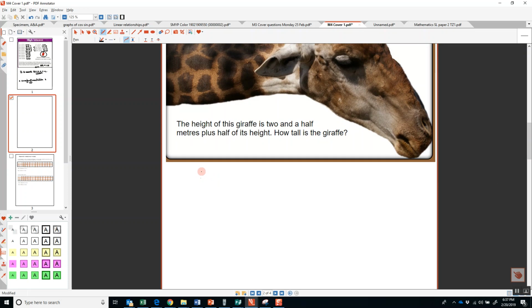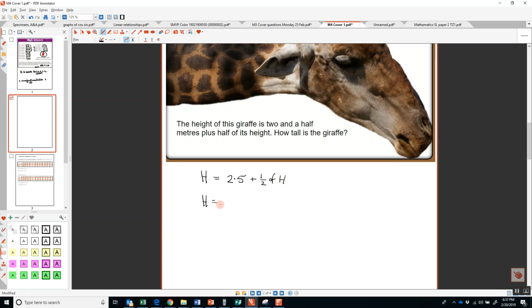Easiest way to kind of think of this is the height of the giraffe. So let's call the height of the giraffe h. Is 2.5 meters plus half of its height, which we said is h. So the height is 2.5 meters plus half of its height. If we can work out what h is, we can work out what the height of the giraffe is, okay? Because we're saying h is the height. The height of the giraffe is 2.5 meters plus half of its height.